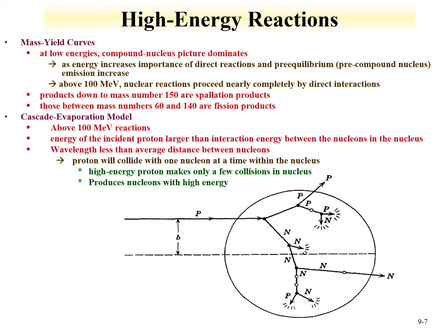You can imagine that these neutron emissions are fundamentally routes for de-excitation of the excited product nucleus, where each neutron emission is responsible for dissipating between 5 and 10 MeV of energy. The model for this is a cascade evaporation model, usually used for reactions above 100 MeV. The protons will collide with one nucleon at a time within the nucleus. These high energy protons make only a few collisions in the nucleus, and they produce nucleons with high energy.